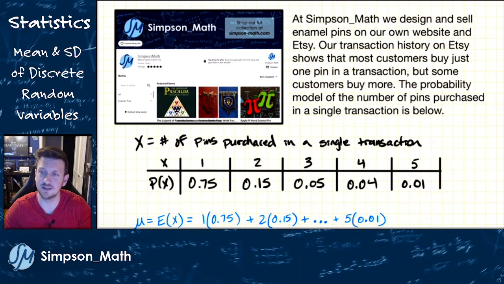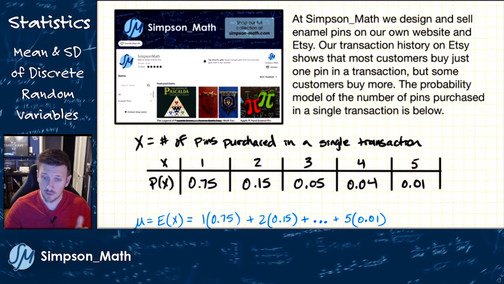Our transaction history on Etsy shows that most customers buy just one pin in a transaction, but some customers buy more. The probability model of the number of pins purchased in a single transaction is below. I did kind of educationify this just a little bit, made it academically sterile, so that the denominator is a little bit clean. There's actually nobody so far who's bought just 3 pins. We have people who've bought 4 and 5, nothing more, but 3 was kind of empty, so I averaged things out and made them nice, almost multiples of 5 for most of these.